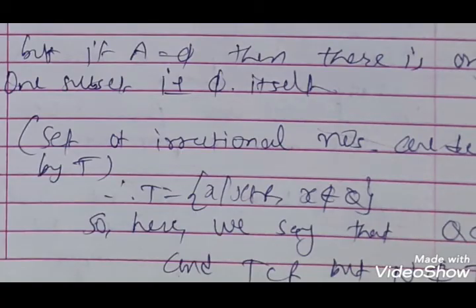Friends, remember that if A is an empty set, then there is only one subset, that is the set itself, meaning a null set is a subset of itself. So there is only one subset, that is the null set. And the set of irrational numbers is denoted by capital T. Capital T means irrational numbers. So here we say that T equals the set of x such that x is a real number, but x is not an element of set Q, meaning x is not a rational number.